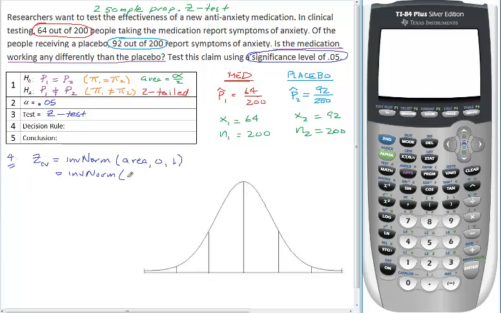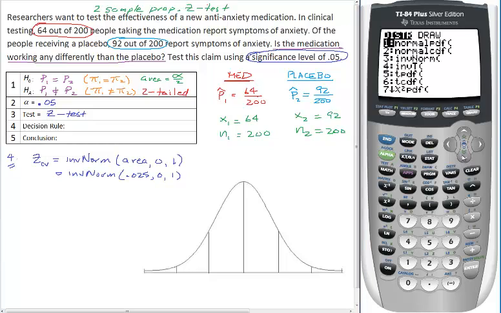Alpha is 0.05, divide that by 2, 0.025. So let's go to our calculator now and do that. Now remember, distributions contain inverse norms, inverse t's. So in order to do that, we hit the blue button first, second, and hit the vars to get distribution. And I think it's number 3. Yep, there it is. Inverse norm.